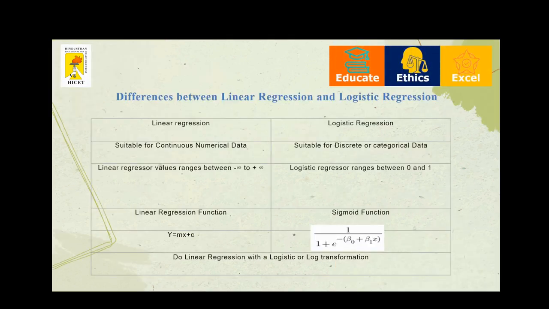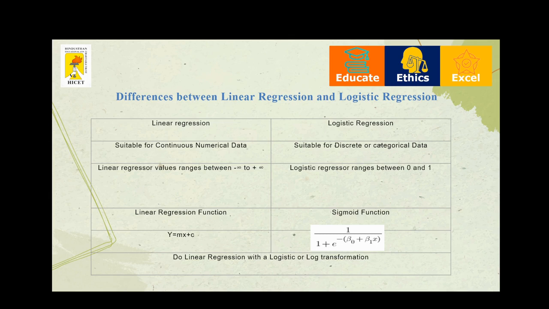To give you a small difference between linear regression and logistic regression: linear regression is a regression algorithm model and logistic regression is a classification algorithm model. The basic difference between regression and classification algorithms is the target variable separation. In linear regression, the target variable is in the form of continuous numerical data, and in logistic regression, the target variable is in the form of categorical data.